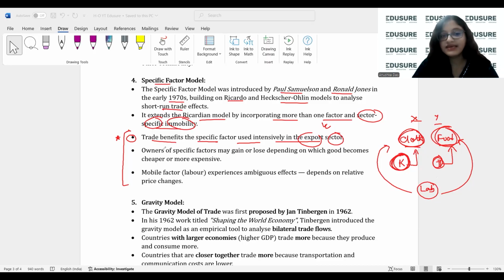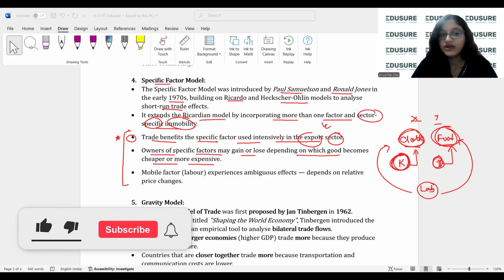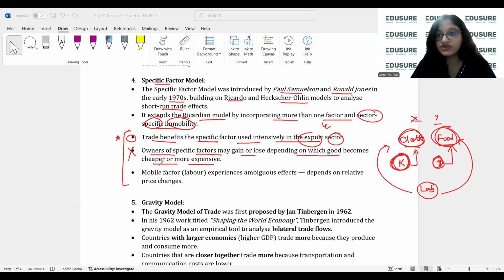Also, there are some other things: owners of the specific factor may gain or lose, depending on whether the goods become expensive or cheaper. So whether the owner will gain or lose, we cannot predict from the model. That depends on the situation.